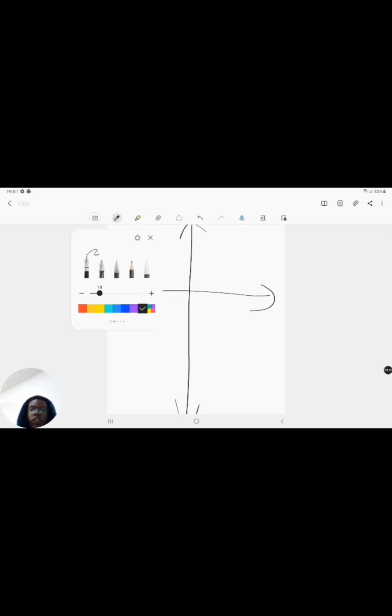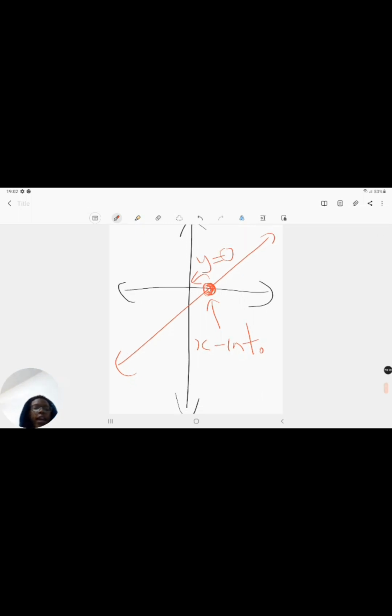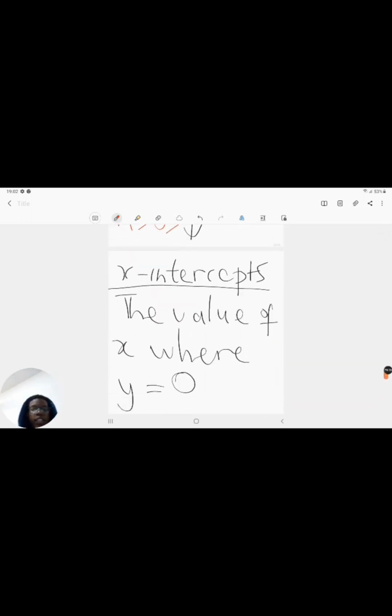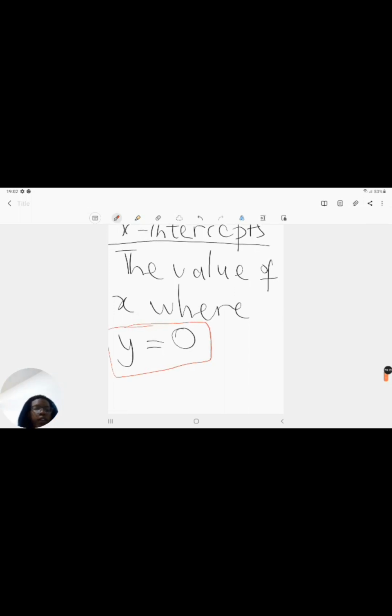If I were to show you that on a Cartesian plane, all these things are easy to understand when I show them on a Cartesian plane. So you've got a Cartesian plane like that, and you've got your straight line going through like that. So the point on your x-axis where your graph cuts through, that is your x-intercept. Okay, and at that point, your value of y is 0. Your value of y is 0. And you will notice in my definition up here, this is why I say the value of x where y is equal to 0.